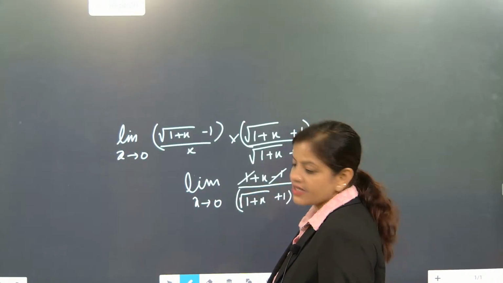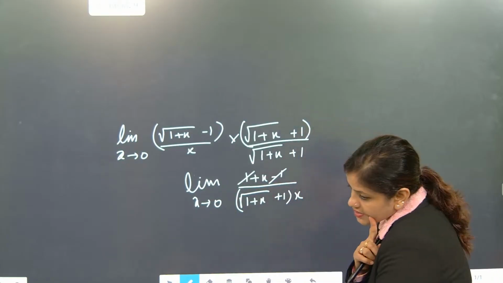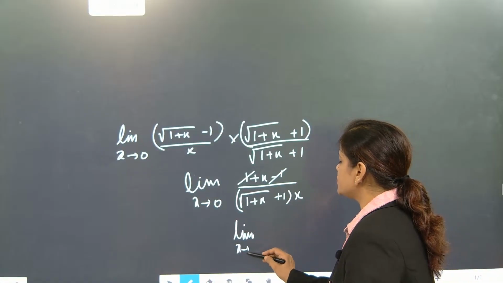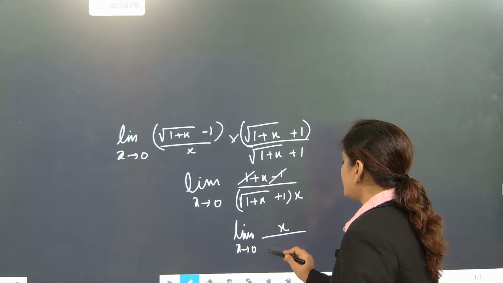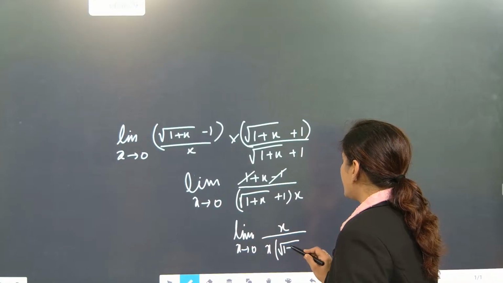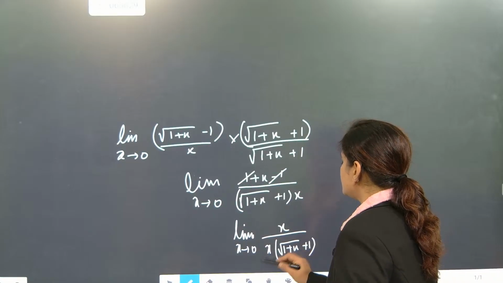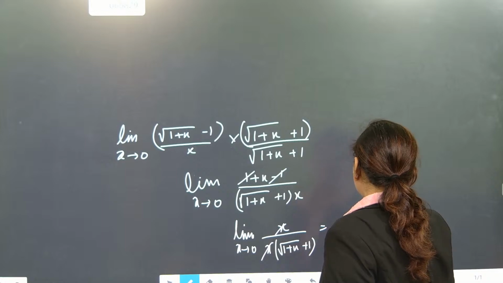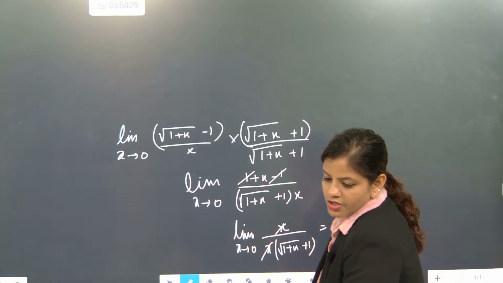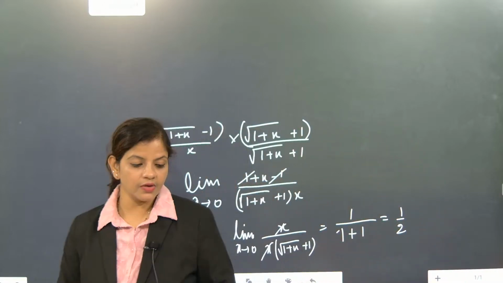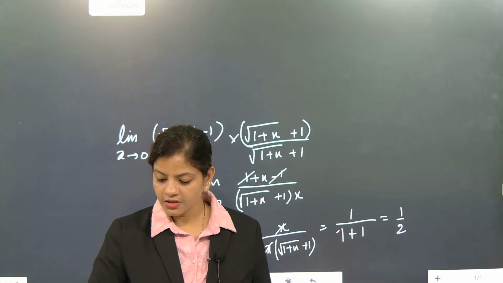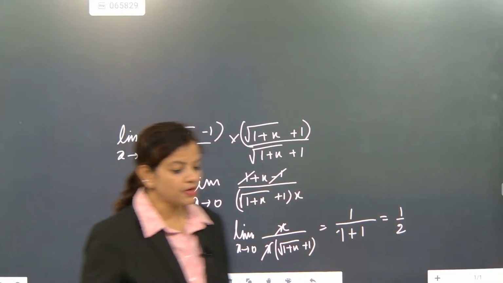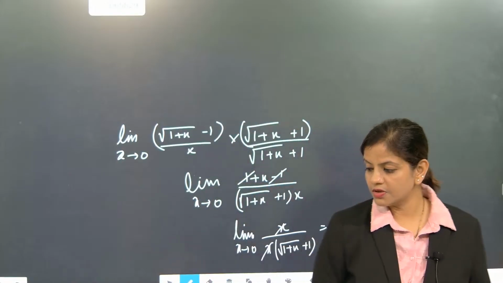So this and this will get cancelled. The biggest problem was x. X was creating problems, so we wrote limit x tends to 0, x by x root under 1 plus x plus 1. So this and this will get cancelled. It will become 1 by 1 plus 1. It is coming as 1 by 2, the answer. So I hope you have understood. In NCERT questions, this is the way to handle the question. Did you understand how to analyze the question and solve it?